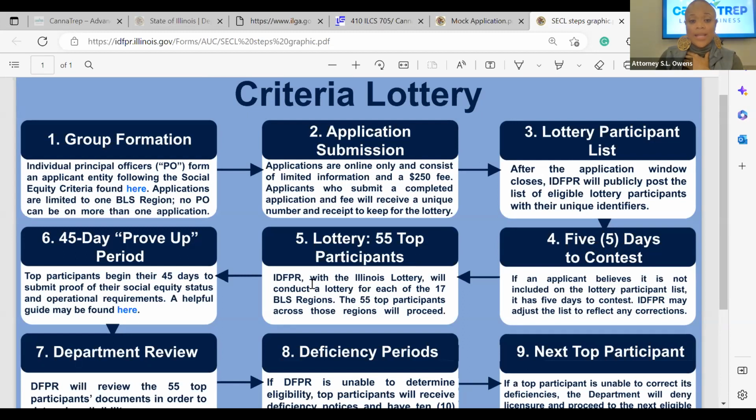Then they're going to have the lottery, and they're going to pull 55 people to win, called top participants. That's a legal term that you can find defined. And then once your name is pulled, if you are one of the lucky ticket holders, that's when you have 45 days to prove your social equity status. So this is very different than the last time, where you had to submit all of these documents on the front end when you submitted your application. This time, the only people who have to send in prove-up documents are the people who actually win the lottery.